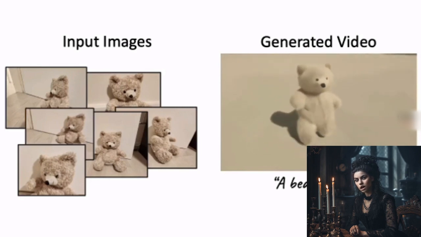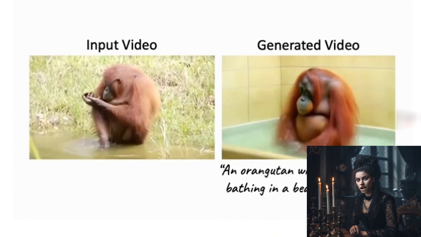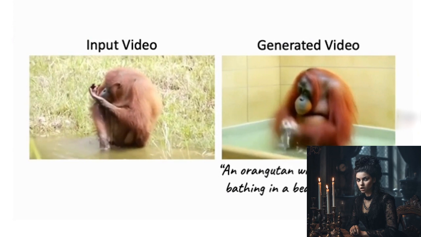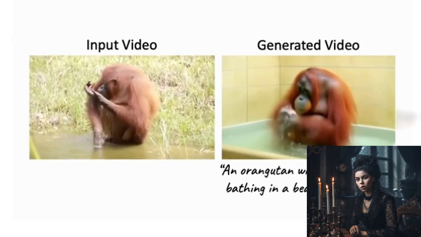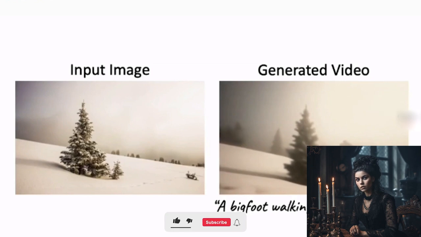In this example, a set of different teddy bear images are converted into a single walking teddy bear using Dreamix. Another example showcases Dreamix's ability to transform an orangutan in a pool of water on the left into an orangutan with orange hair bathing in a beautiful bathroom. Now we can see how it works.